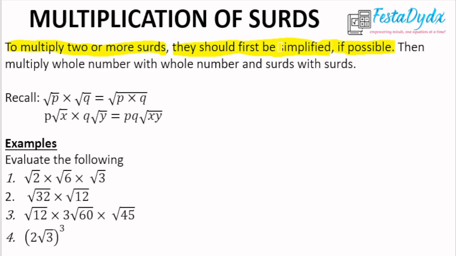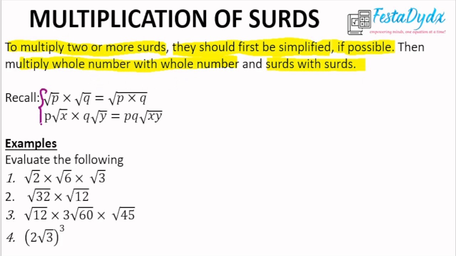After breaking them down to their basic form, we can now multiply whole number with whole number and surd with surd. Whole number with whole number and surd with surd. That's after simplification of surd.